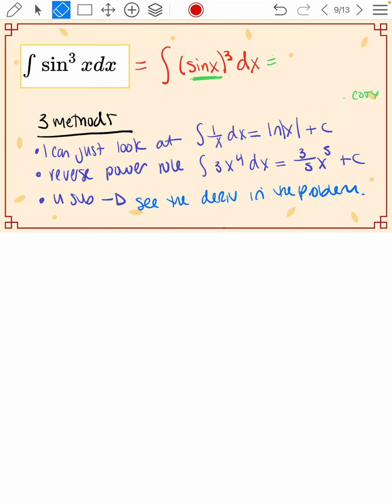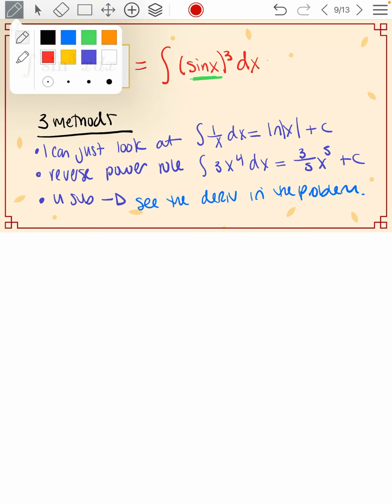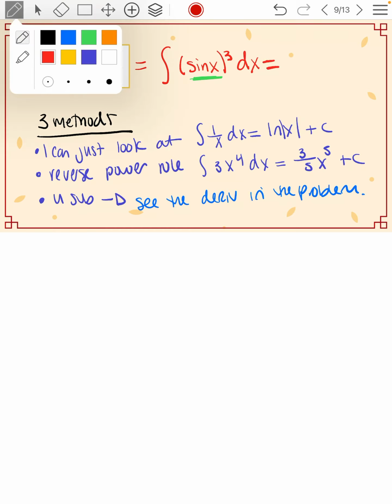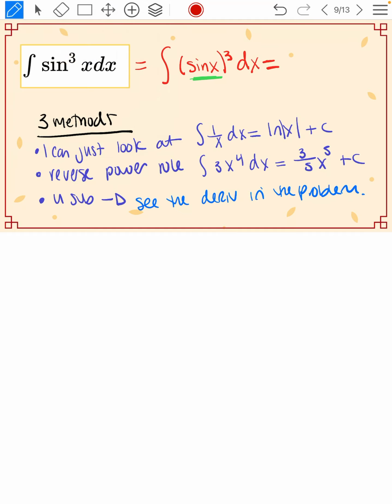You can't use reverse power rule, and we only know usub. So we got to find a way to make cosine appear in this problem so that we can use usub. So how can we make cosine appear in this problem? Well, hopefully you remember your one trig identity that everyone should remember, even if they don't remember all the other ones, because I don't remember all the other ones. But sine squared plus cosine squared equals 1.